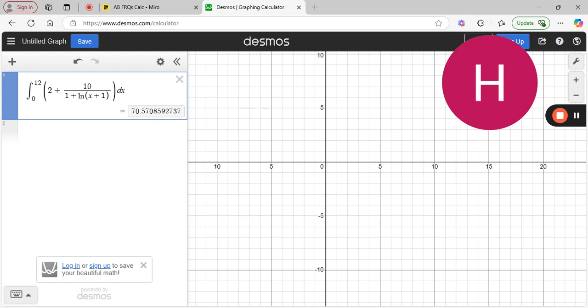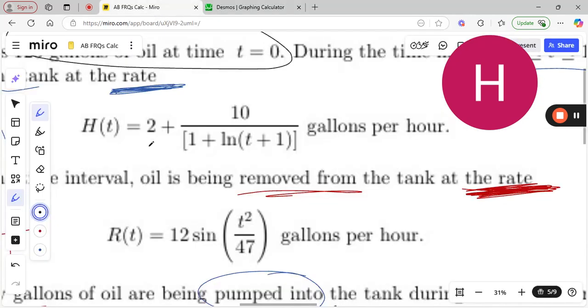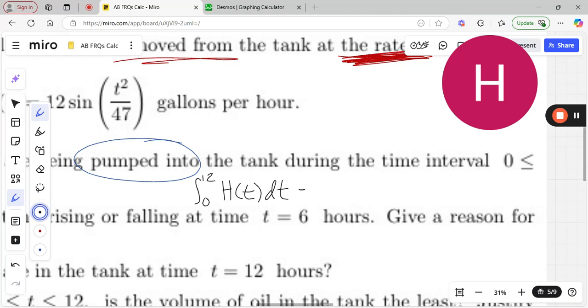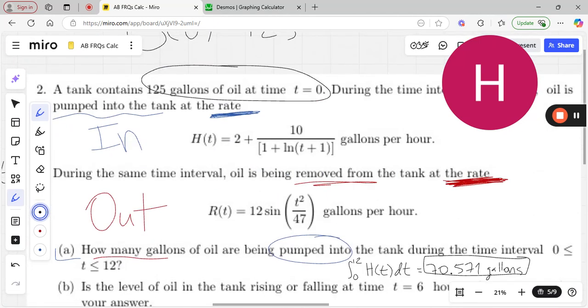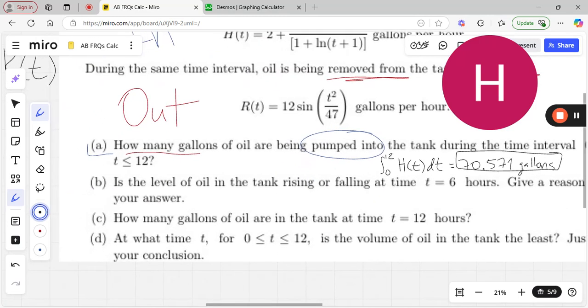Now, sometimes they're kind of lenient. They'll give you a tolerance of 0.001. So if you put 0.570, they might still give you the point, but don't chance it. Just round that third decimal place. 70.571 gallons. Make sure you put gallons. Okay, so that's how much comes in over the 12-hour period. Think about that. Even though some's coming out, from the part that's going in, that's how much is going in.